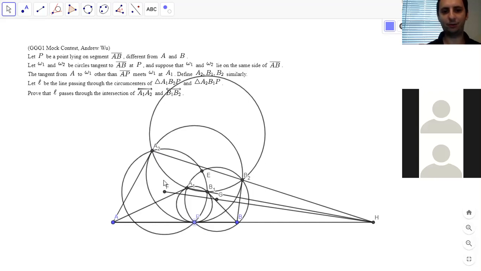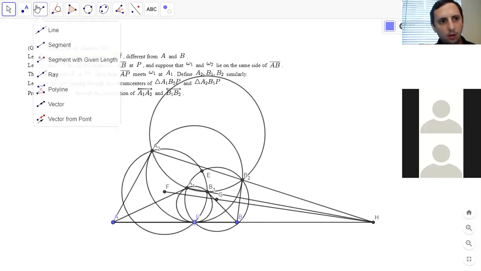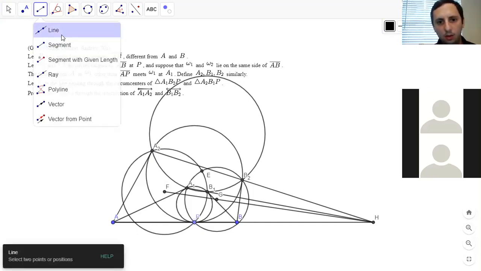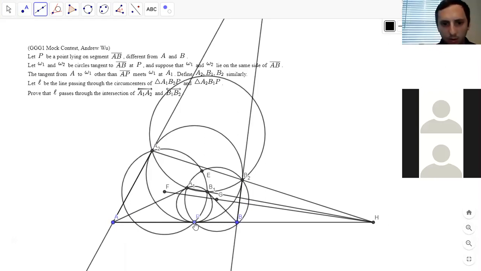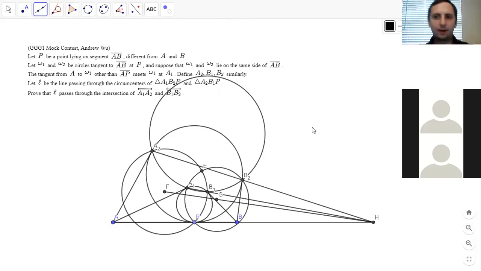Oh, really? That's interesting. That those three are concurrent. Let's see. Oh, no, they're not. I was going to say that would be really cool. But yeah. We'll be right back, guys.